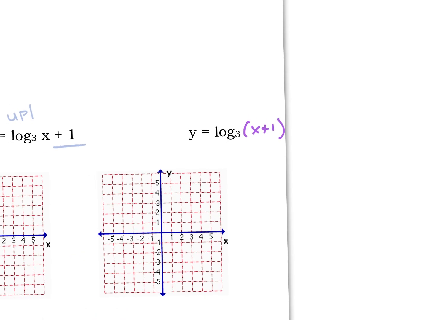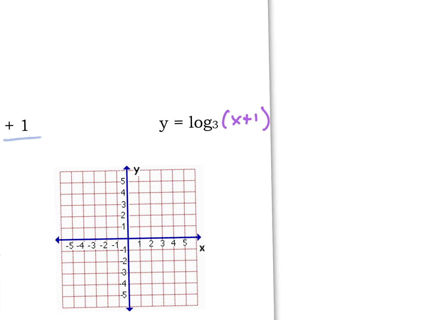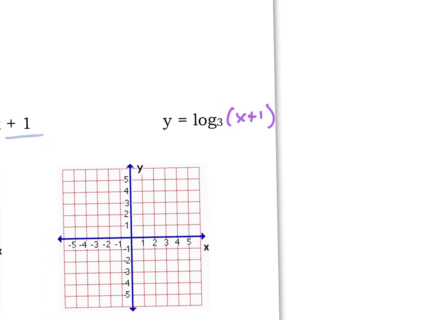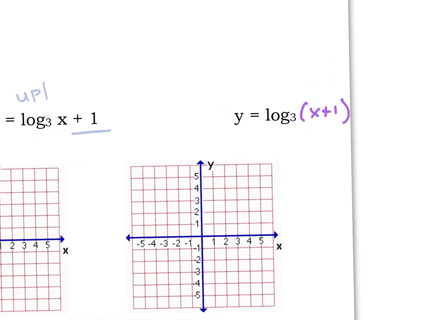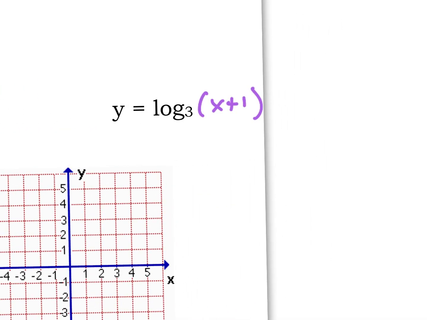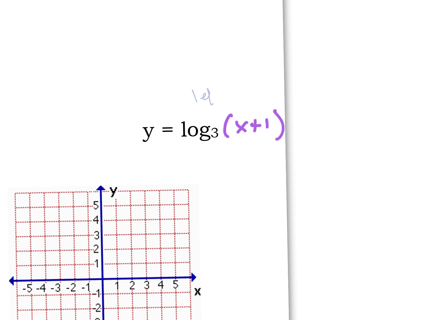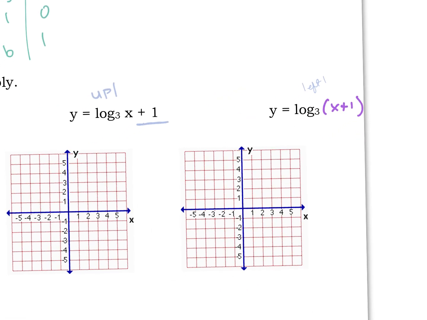It's attached to the x. So remember, when it's attached to the x, we go opposite the direction it seems like it should go. We're going left or right. Be careful. Left one. There you go. Okay. All right.